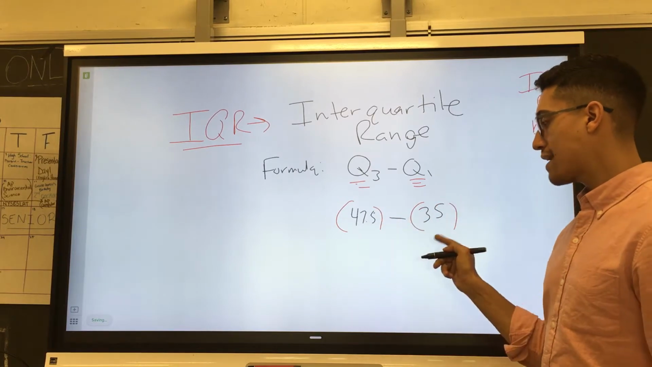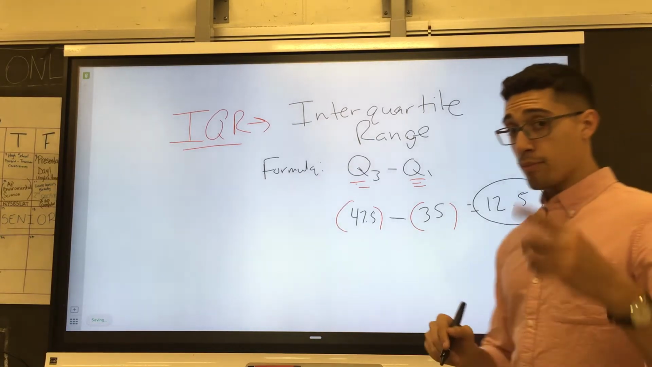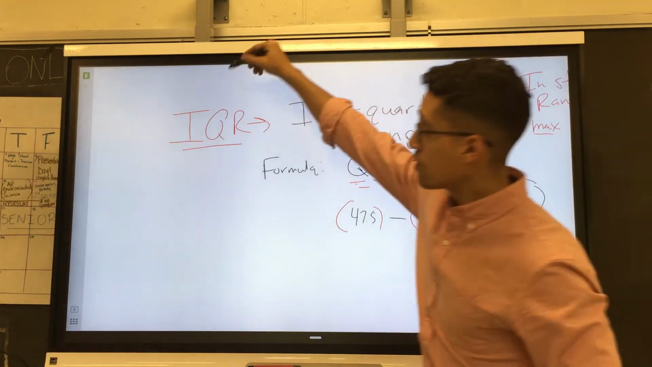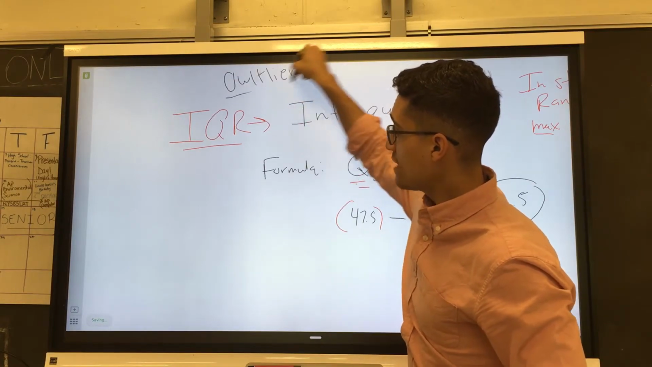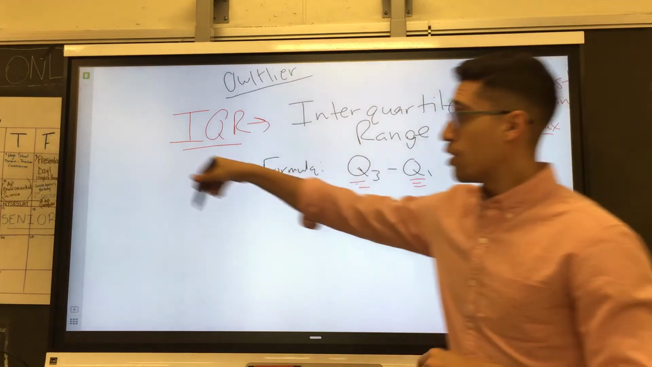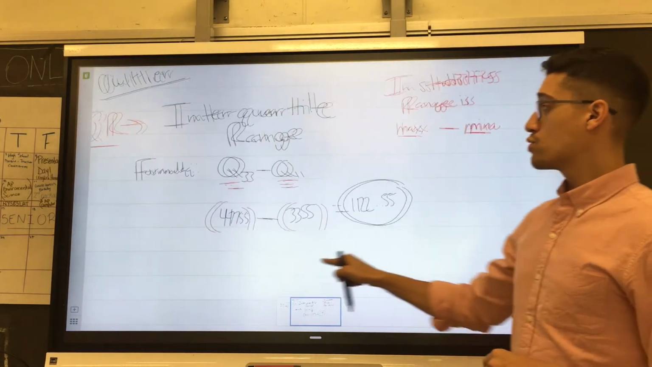Okay, when you subtract that, that's going to be 12.5. Now remember step 2 of trying to find if it's an outlier, right? That's step 1. Once we get this value, we're going to do something next.